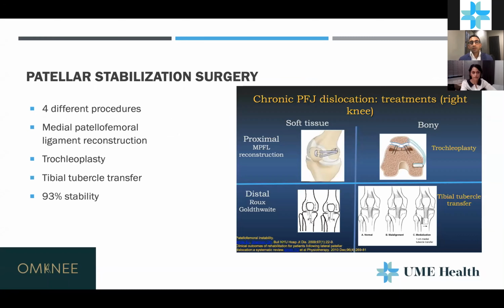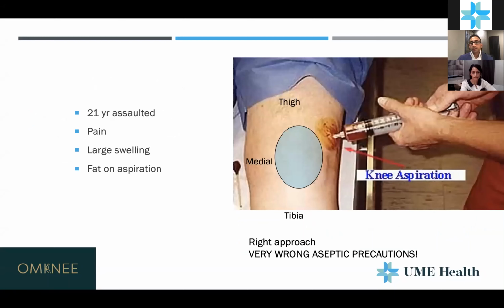Their patellae are so unstable, and when you stabilize the patellae, it is life-changing. So we just need to figure out who needs the operation and who doesn't. This young lady was assaulted by her boyfriend, and he stamped on her, and she went to casualty.